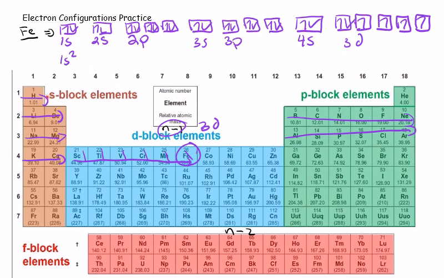Now, that's an orbital diagram. For electron configuration, you would literally just take those arrows and add them up to make these superscripts. So it would read 1s2, 2s2, 2p6, 3s2, 3p6, 4s2, 3d6.